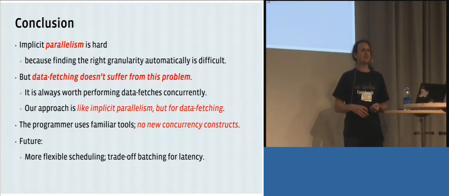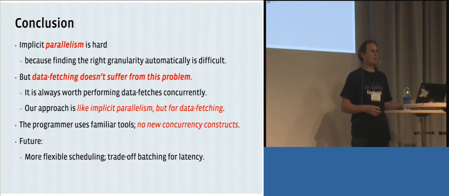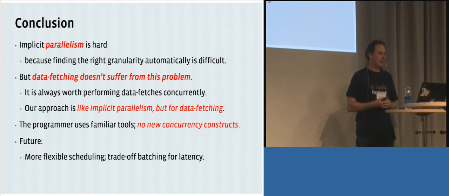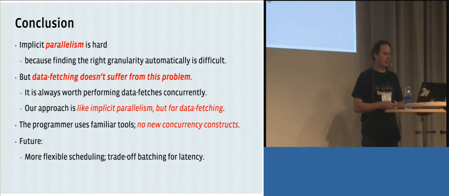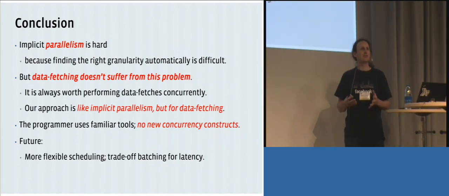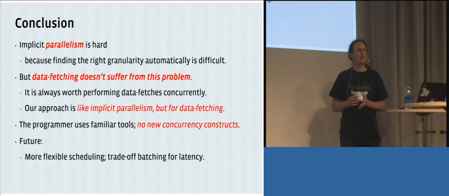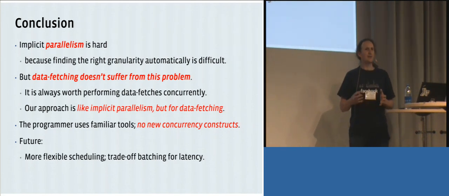Okay, so a data fetch is much more expensive typically than a small computation. So exploiting all of the concurrency inherent in a pure expression with data fetching tends to be worthwhile. So it's like implicit parallelism, but just for data fetching. And so the programmer is just using familiar tools. They're just using monad, applicative, and they don't have to learn any new concurrency constructs.